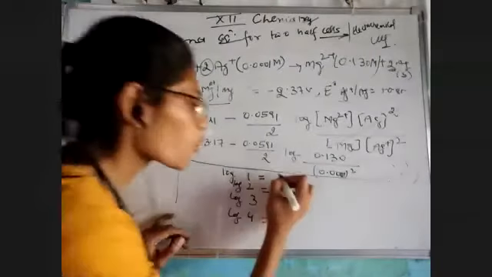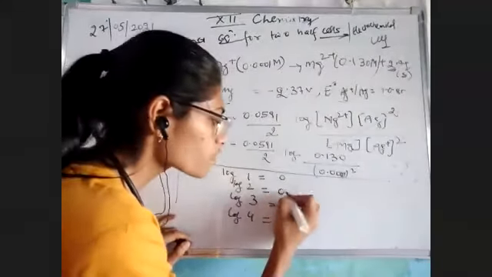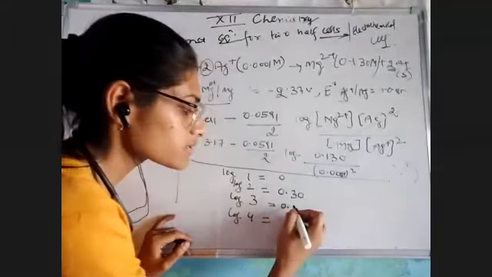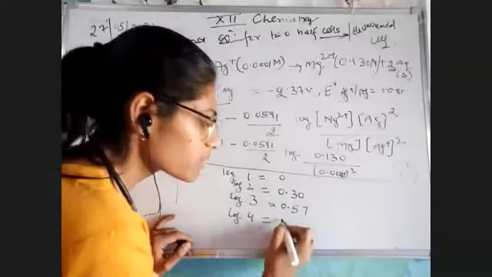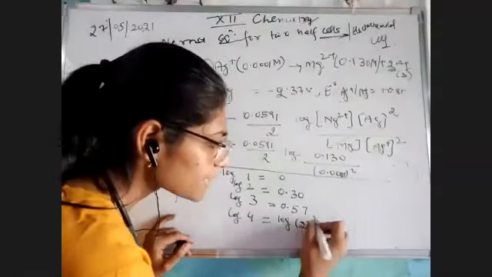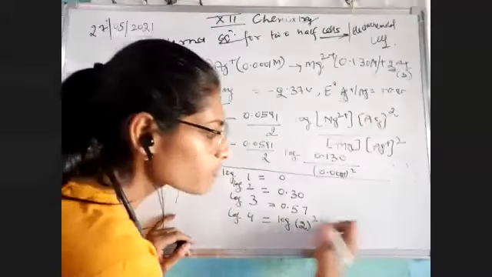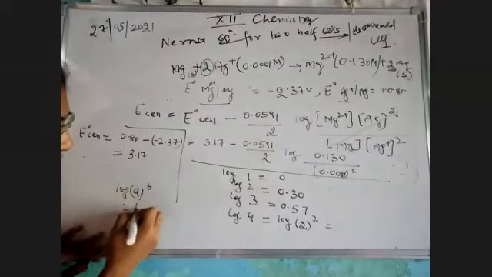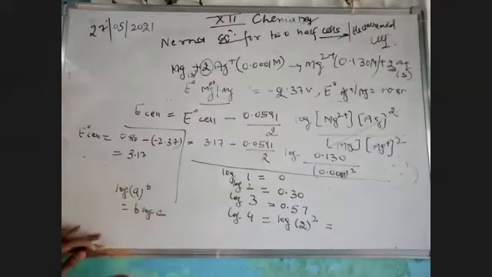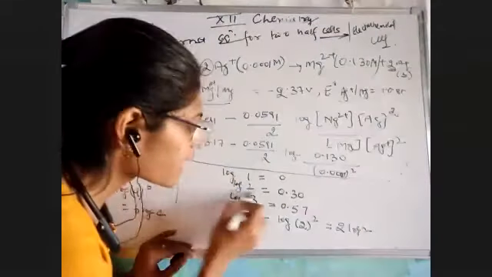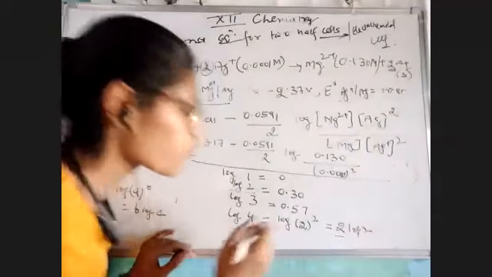You know very well log 1 equals 0, log 2 equals 0.30, log 3 equals, I think, 0.477. Log 4 you can calculate as log 2 squared. Log a to the power b equals b log a. This is a general formula. So this is equal to 2 log 2. You can write the value of log 2 and calculate log 4 then.